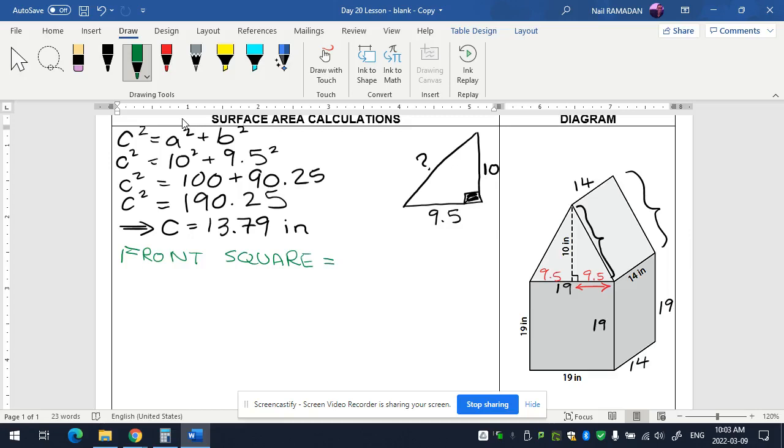What's the area of any square? Base times height, or length times width. But for a square, the length and the width are the same. So you just end up squaring the 19. Good. So I'm just going to write 19 times 19. What's 19 times 19? 361. In what unit? Inches squared, because remember, we are in the kingdom of areas. Areas are always squared. So 361 inches squared.